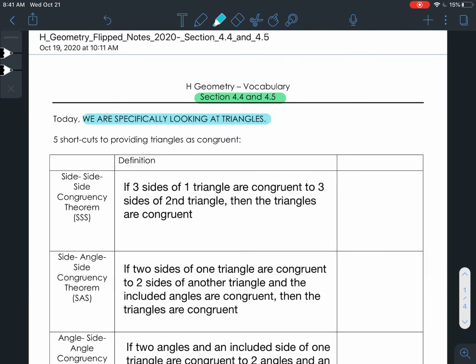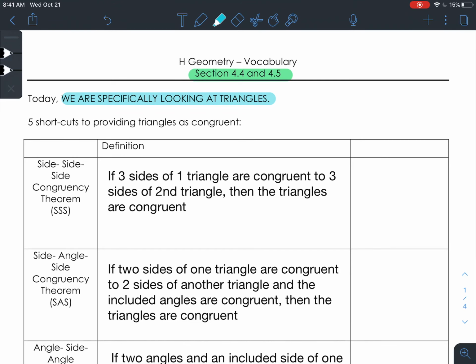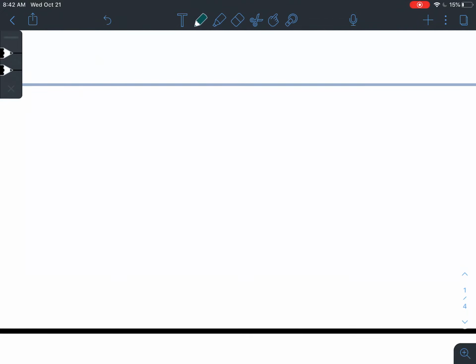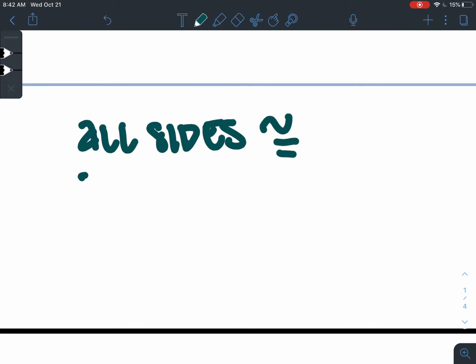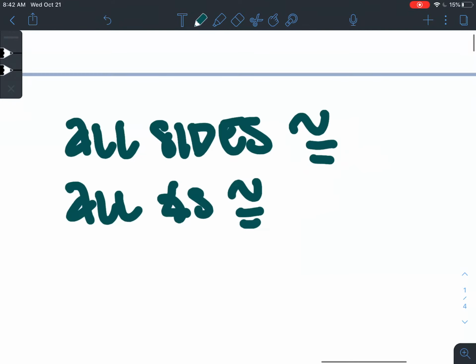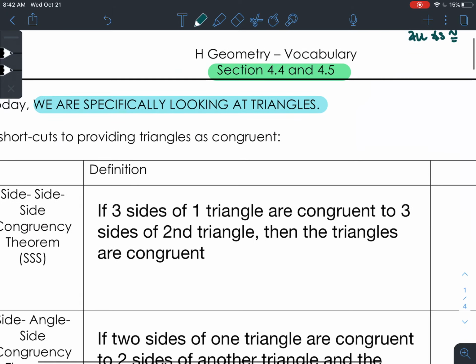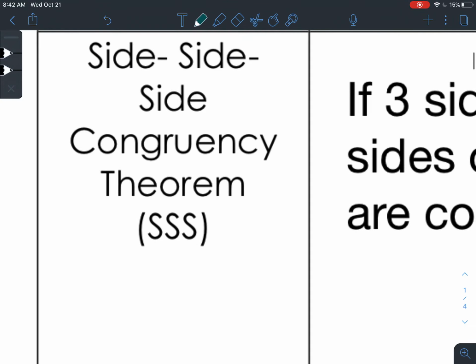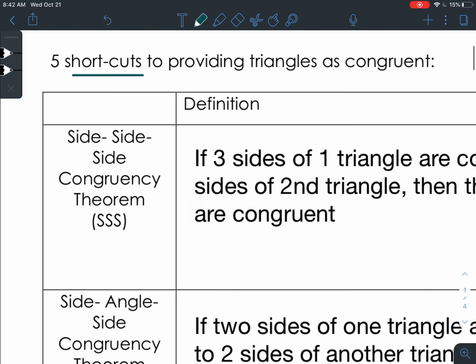So let's just talk about what we did yesterday. We talked about how to prove polygons as congruent. And what I said yesterday is that in order to prove polygons as congruent, you would have to prove all the sides congruent and all the angles congruent. That's what you'd have to do to prove polygons as congruent. But for triangles, we actually have 5 different shortcuts, and those shortcuts are going to be indicated by the title of that definition.